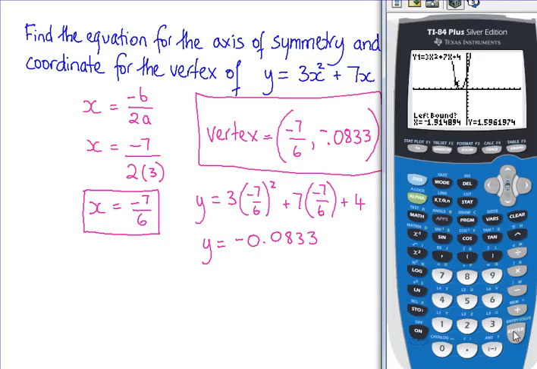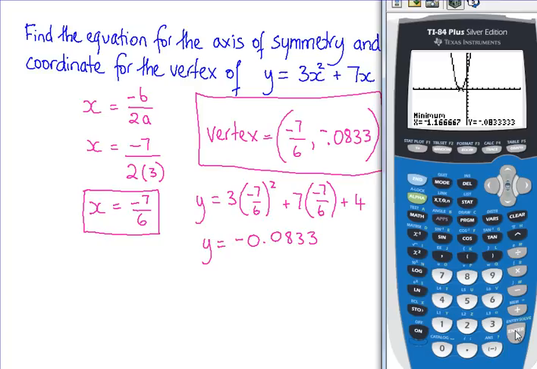Hit enter. Then it's going to ask for the right-hand side of the vertex, so we move it back the other way. Now I'm clearly on the right-hand side, so I hit enter. It wants me to guess, so just enter one last time. And that's the coordinates of my vertex.